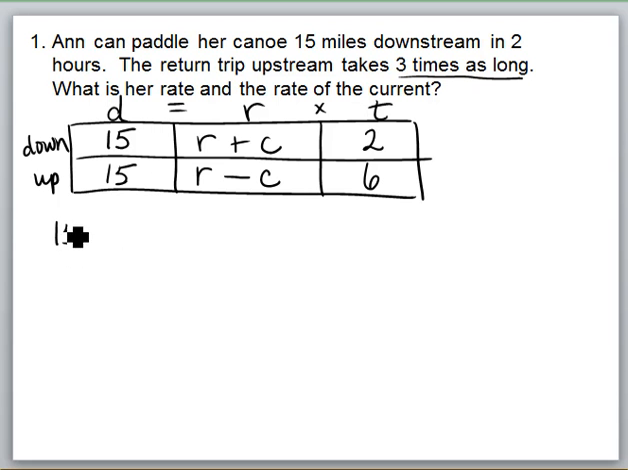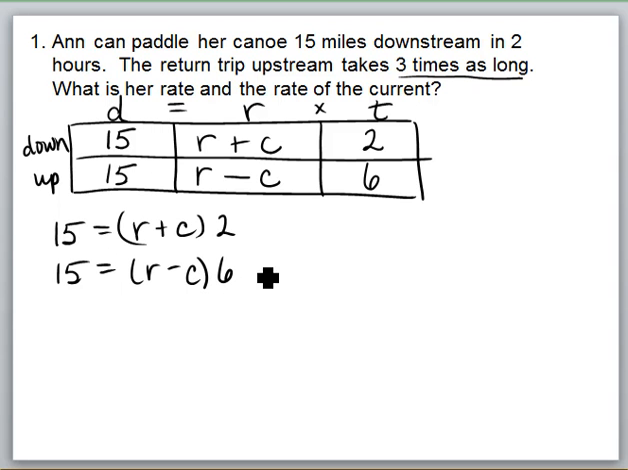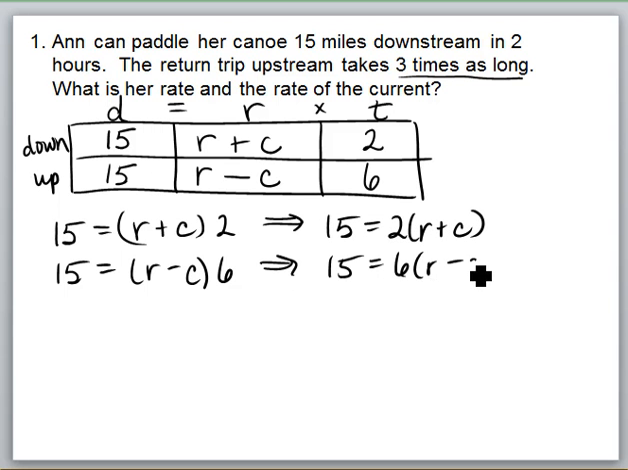So now I can go ahead and set up my problems. I've got distance equals my rate times my time, and then my other one is distance equals rate times the time. So this is not the typical way we are used to seeing these problems. What I'm going to do is rewrite these off to the side as 15 equals 2 times (R plus C). And then here I'll do 15 equals 6 times (R minus C). I will then solve the system in the next video.